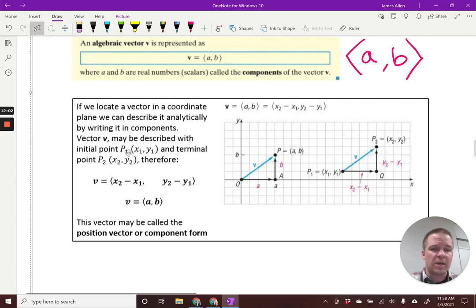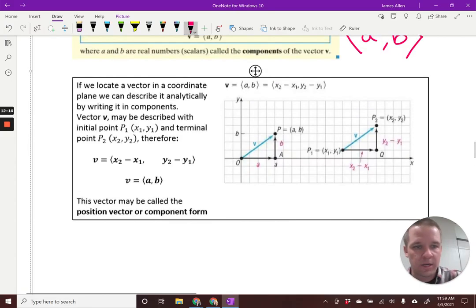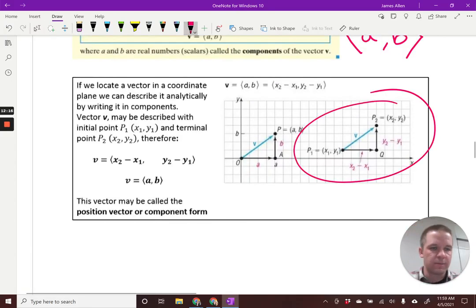So if we have the point P sub 1, the initial point, and then the terminal point P sub 2, as we see. That's over here, okay? There's my marker. There it is. Okay. So that's what we're looking at.